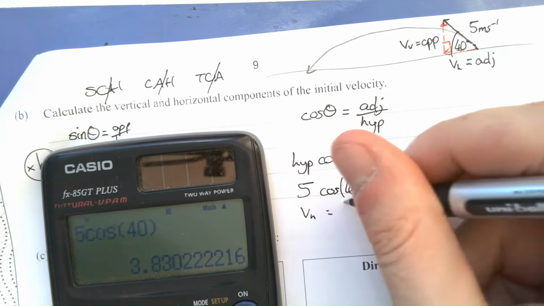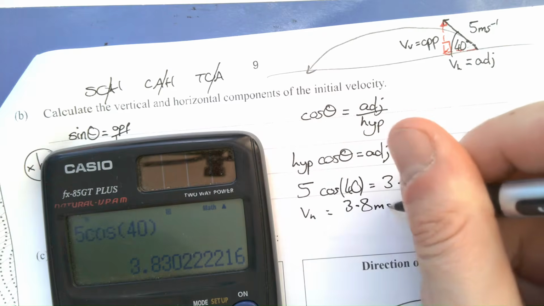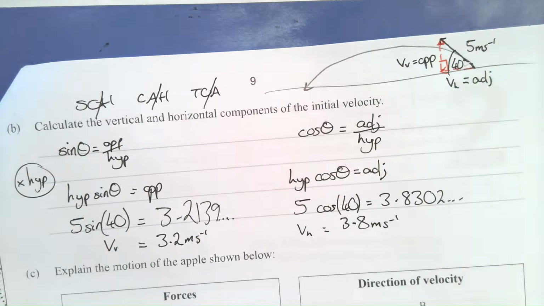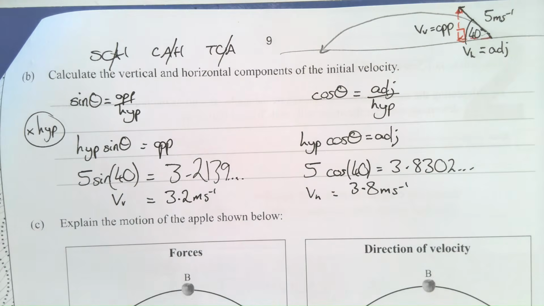3.8302 equals 3.8 meters per second. Now you could have used Pythagoras once you had one of them to work out the missing one, but it seems far easier to do it like this. If you did both of those correctly and made it clear which one was which, that's merit.